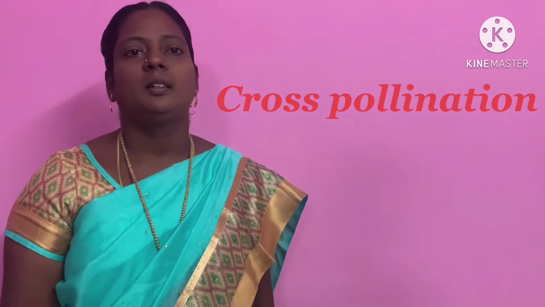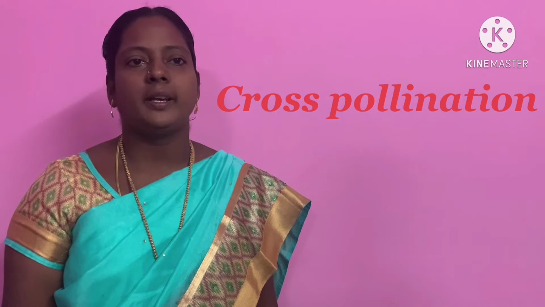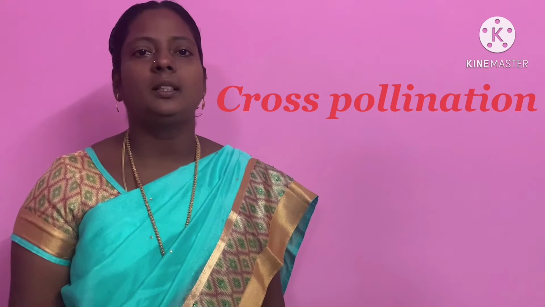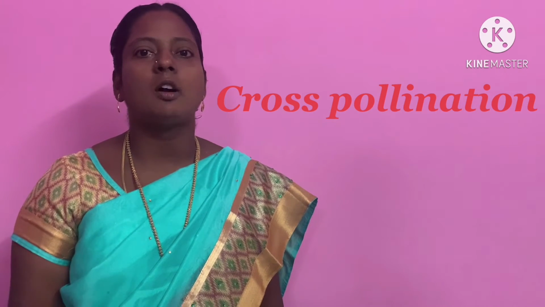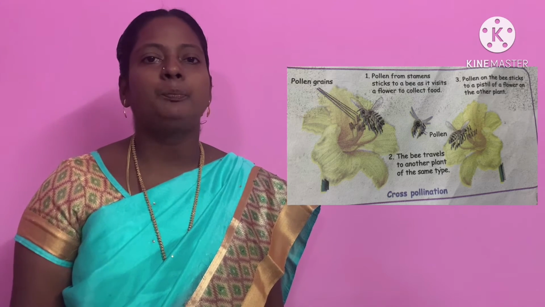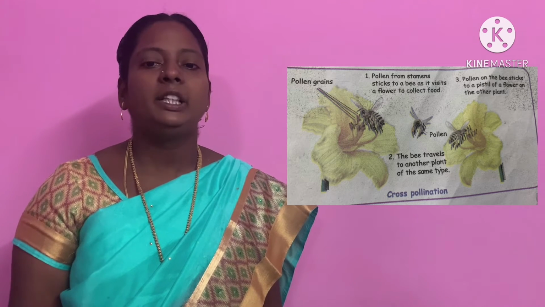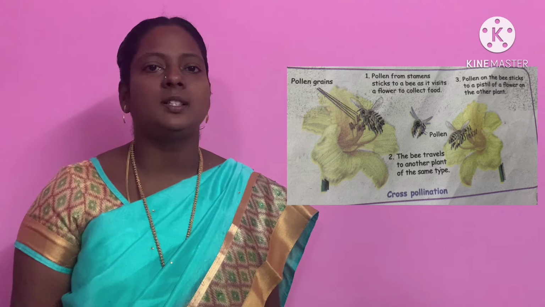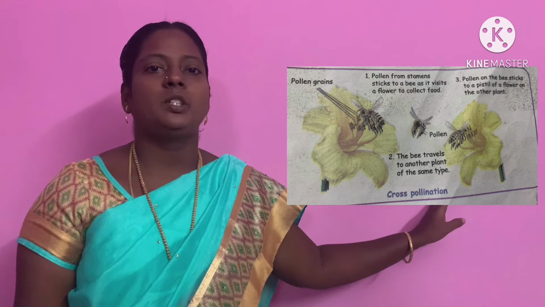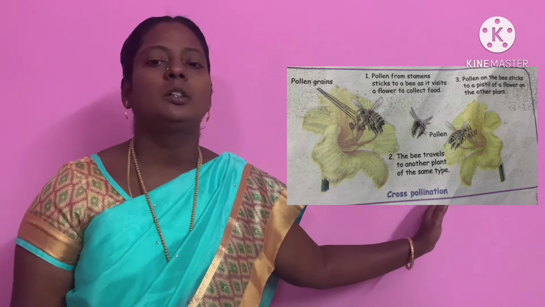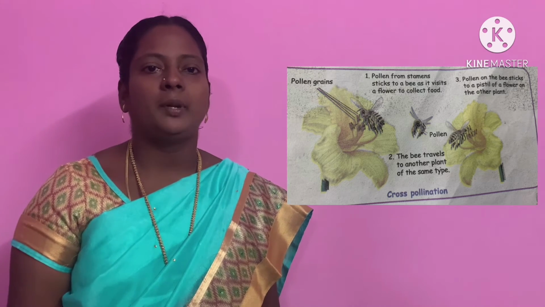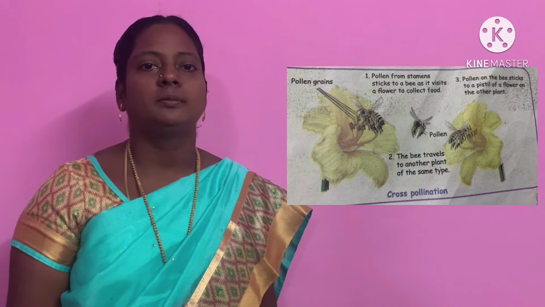Cross pollination. The transfer of pollen grains of a flower to the stigma of another flower of a different plant of the same species is called cross pollination. Look at the picture, students. From this picture you can understand about cross pollination. Examples for cross pollination are strawberries, grapes, apples.